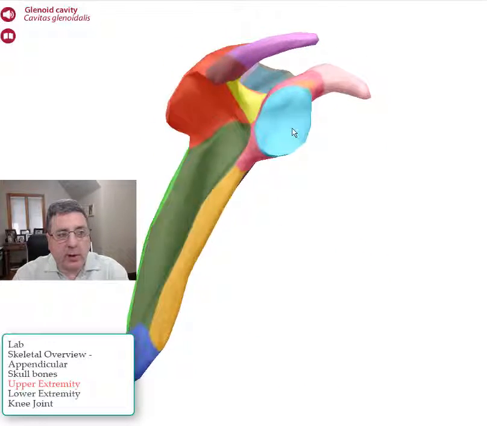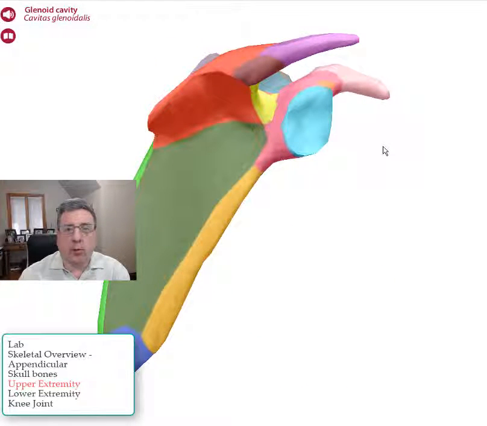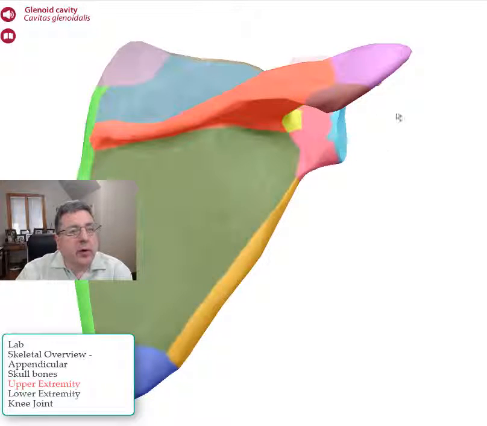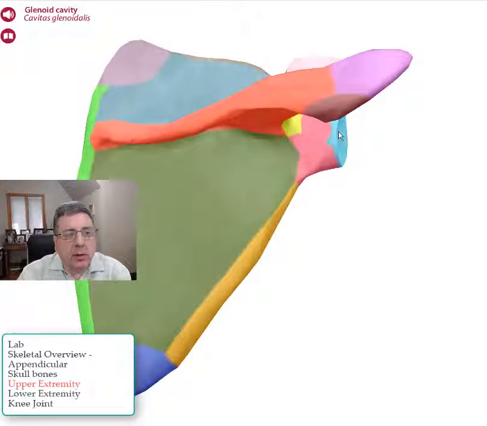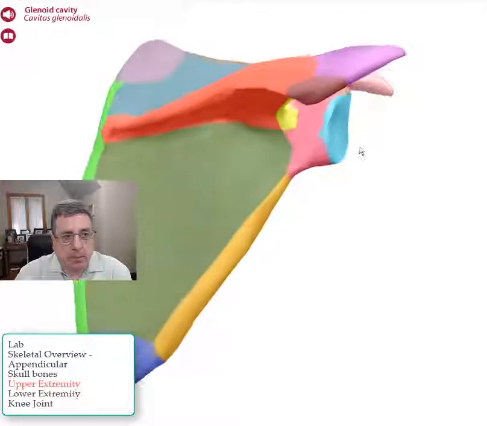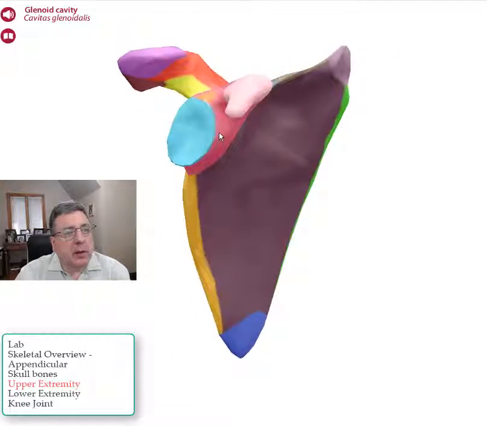This is the glenoid cavity, also known as the glenoid fossa. Let's see if anybody can figure out why that's my favorite. This is going to be on the lateral side. This is the medial side of the scapula. And the glenoid cavity articulates with the humerus, which is your arm. We'll talk more specifically, it's going to be the humeral head that articulates with this one. So that's known as the glenoid cavity.